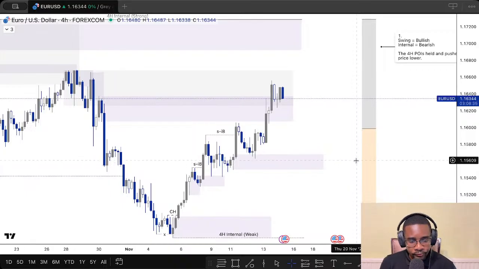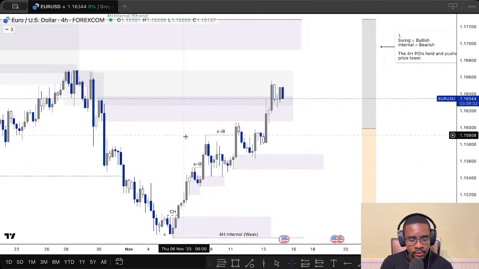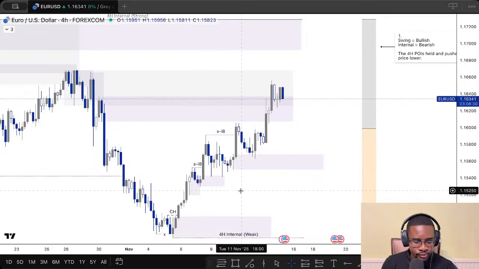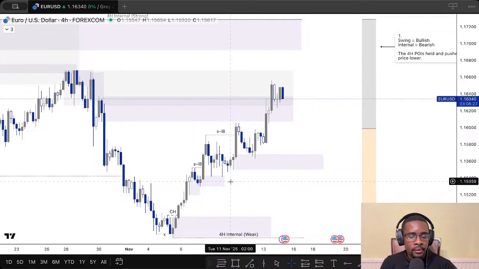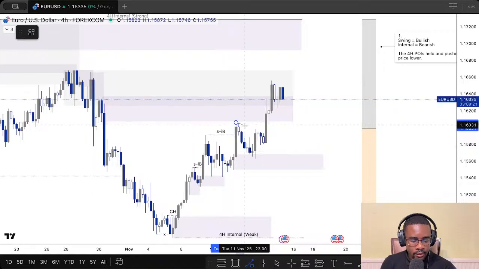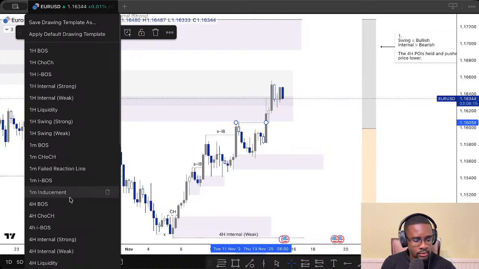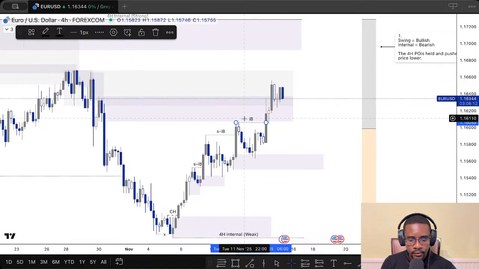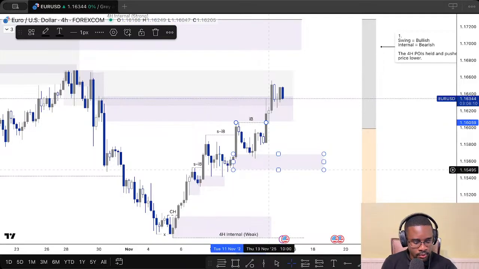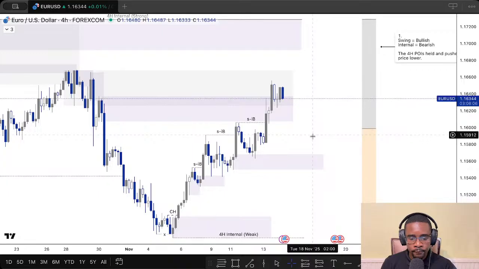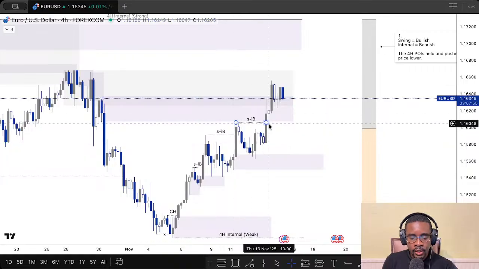If we look at the 4-hour chart, we are still having these breaks of structure. That was our last one. I'll call that a small SIB, a smaller internal break of structure. That simply means that this is an internal of the internal. So we had a smaller internal break of structure.